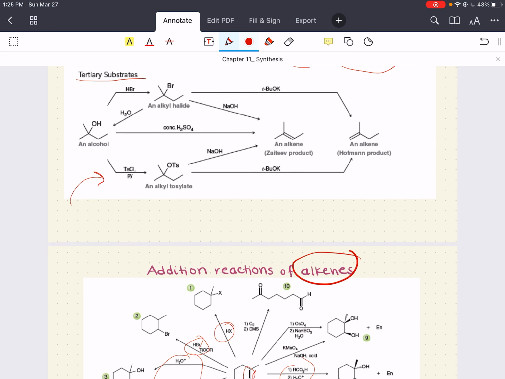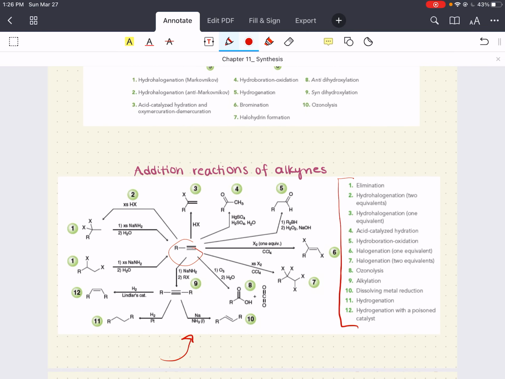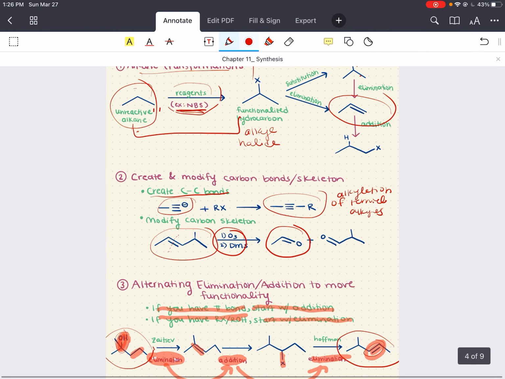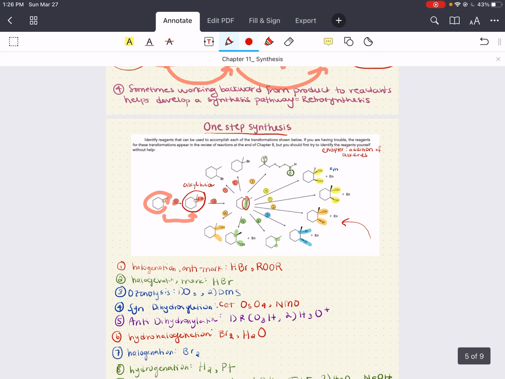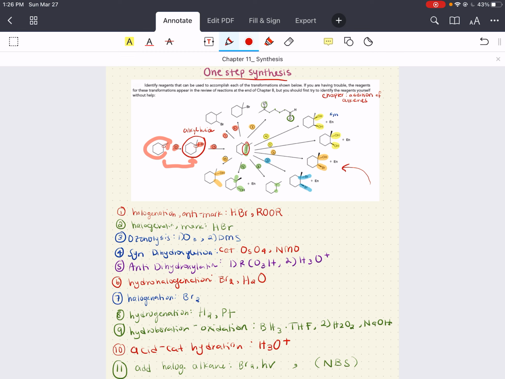And do it the same for addition reactions of alkenes, and for addition reactions of alkynes. Practice these one-step synthesis first, a lot, more than one time, constantly. Then when you feel like you've really gotten a good grasp of the reagents and what they do, you can confidently move into multi-step synthesis pathways, because those require creativity, and they require that you have all the tools in your toolbox. The tools in your toolbox are all of these sets of reagents that you should know.